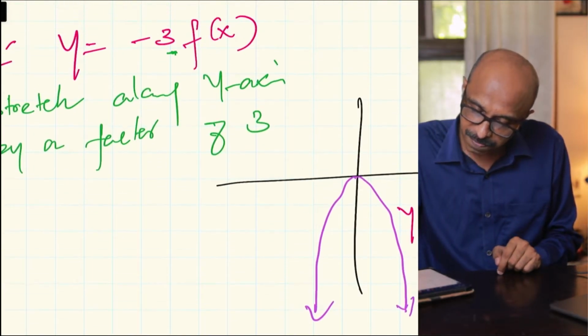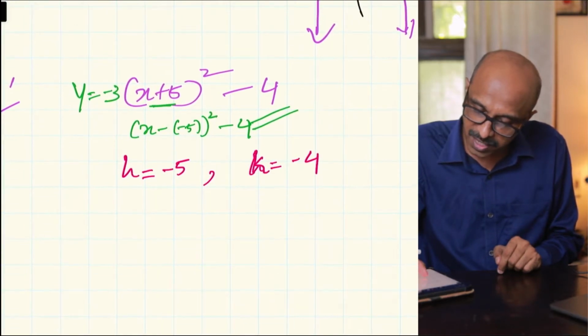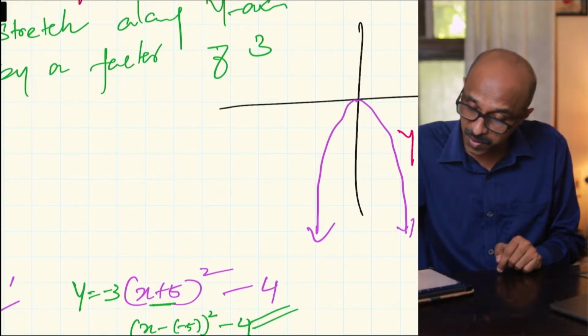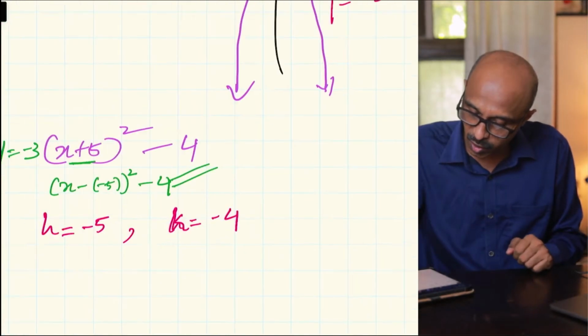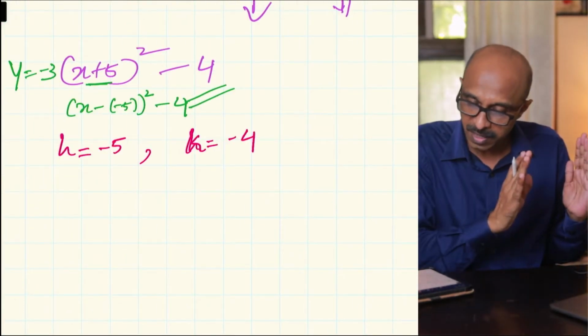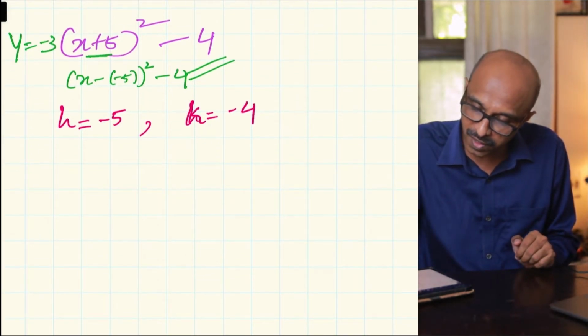And is that it? Is there anything else? I guess that's about it. Okay, so that completes the graph, and let's translate this graph now, which is reflected with that vertical stretch also. Left by 5 units and down by 4 units to get the final position of the graph.